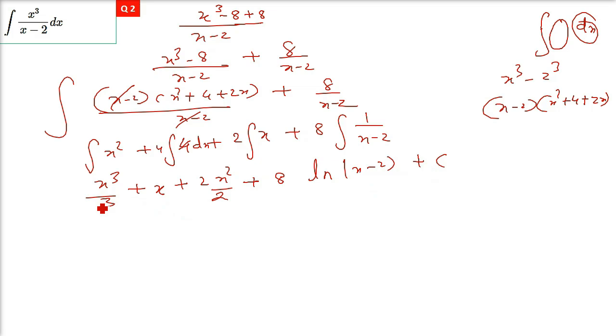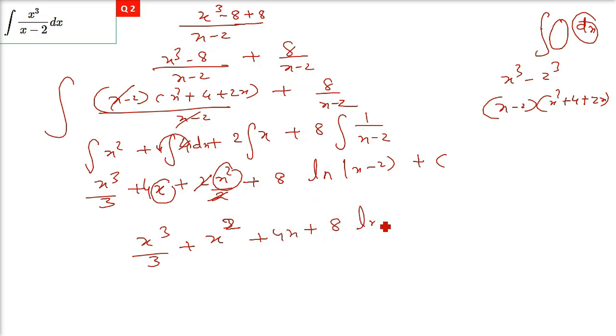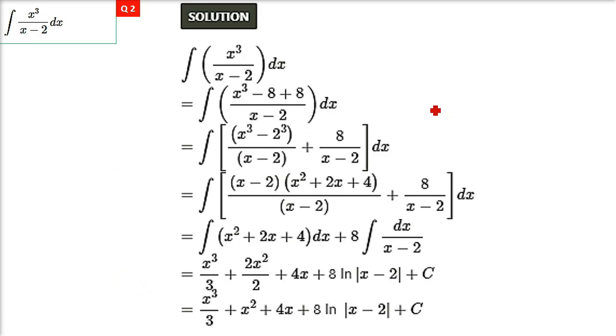What is x cubed by 3? And this is x square. So we'll go by descending order of powers. This was 4x earlier, I told you. So x cubed by 3, then we have x square, then we have this 4x. So always write in the decreasing order of the power. Then we have 4x, then we have 8. This is ln, that is log base e modulus of x minus 2, plus constant of integration. So this is the standard result.